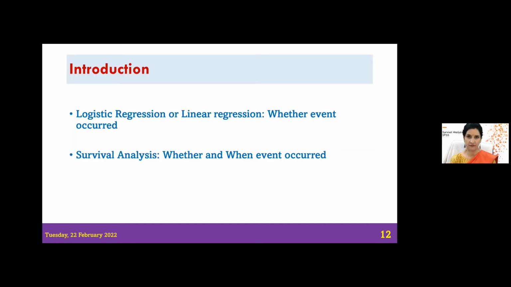So we have learned in logistic regression and linear regression whether that event happened or not, because that is a binomial. In binomial logistic, the dependent variable is that the outcome has occurred or has not happened. And in survival, we take if it has happened or not, and if it has happened, when it has happened. So that "when" part is always there.